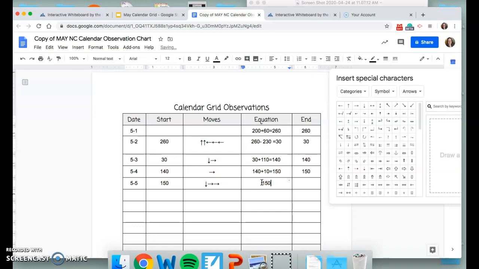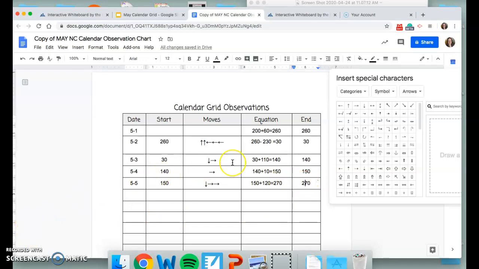Let's put in the plus sign there. He took 120 jumps and he landed at 170 today. That was his ending. Great job. Oh, did anybody catch Mrs. Russell's mistake? He should be at 270.